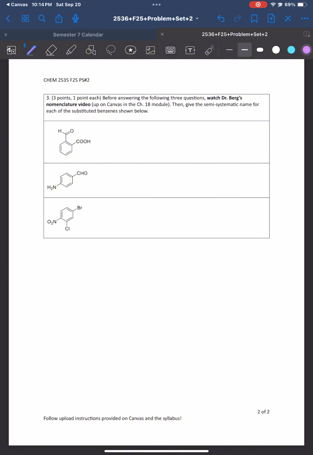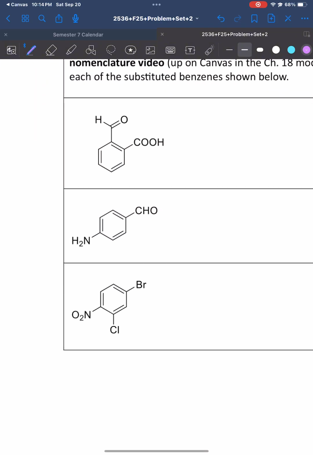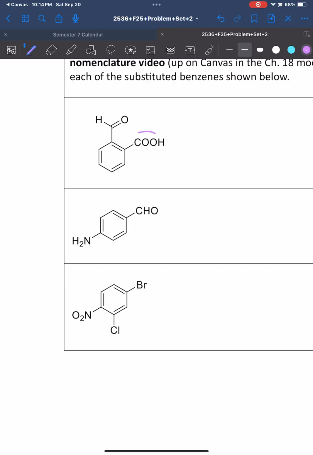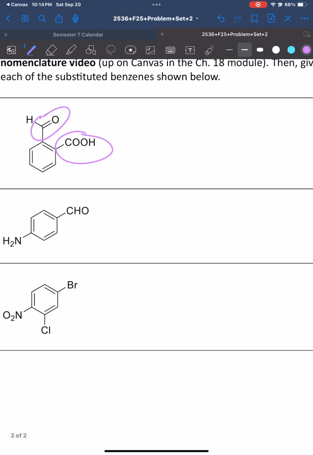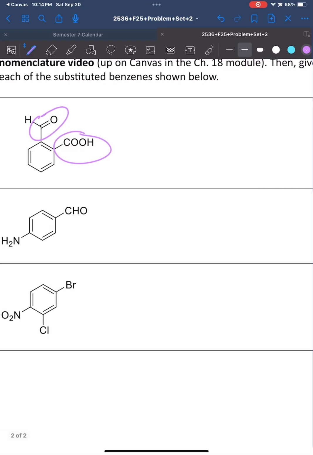So, as we mentioned and stressed many, many times in class, it's really important to memorize all of the parent chains and know what takes priority. So let's look at this first structure here. We see a benzene ring with a carboxylic acid group coming off of it, as well as an aldehyde group coming off of it. And if we've memorized our charts, we know that the carboxylic acid takes priority, making this a benzoic acid.